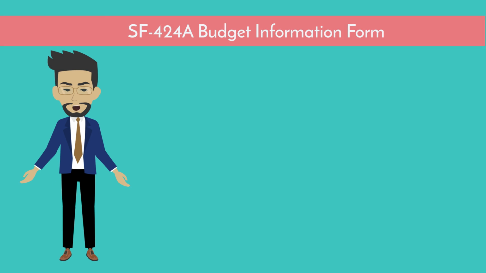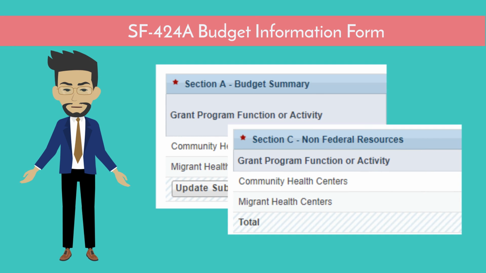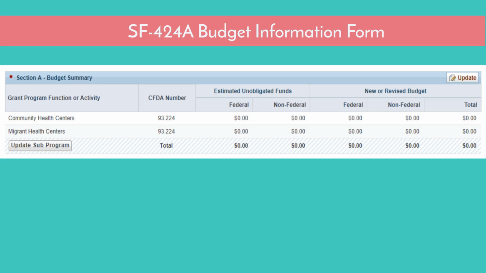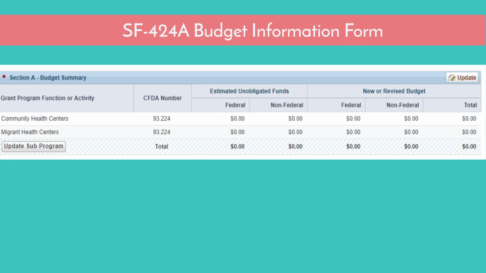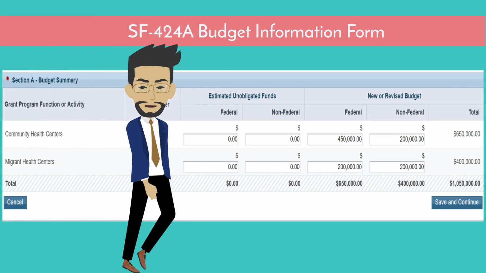After you select and save your subprograms, they will appear in a budget information form in Section A and Section C. To enter your overall budget amounts for the 12-month period of performance, click on the Update button to the right of the Section A Budget Summary heading. This is where you update Section A.